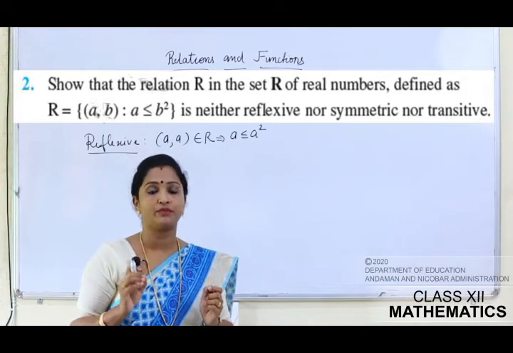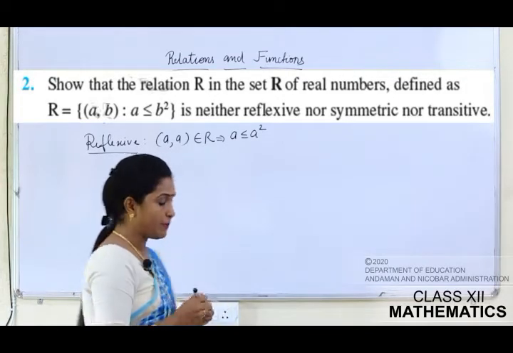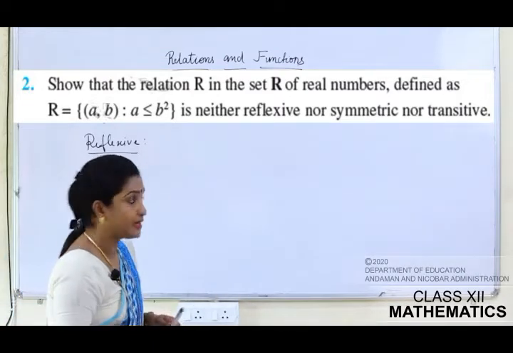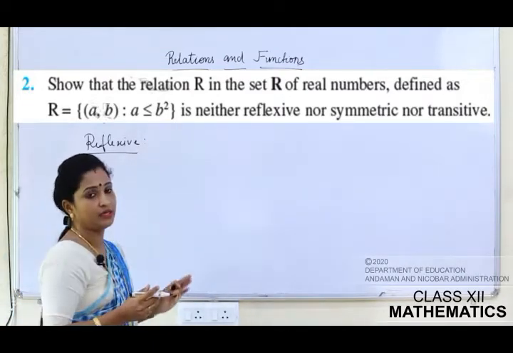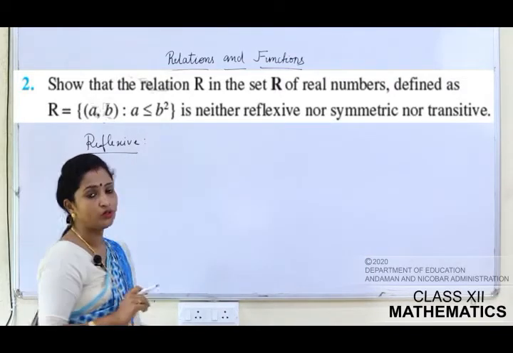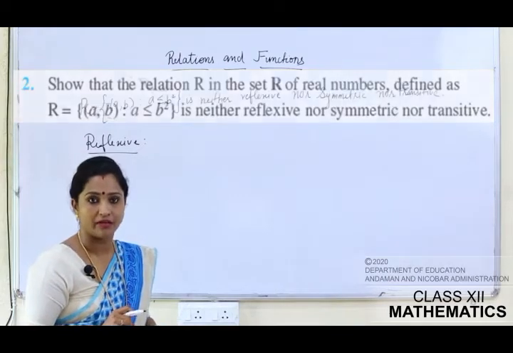वहाँ पे एक example आप देकर solve करिएगा, ठीक है? तो यहाँ पे हम example देखते हैं. What is the example I am going to take here? If you take A is equal to 1 or B is equal to 2, ये satisfy करेगा, ठीक है? क्योंकि 1 is less than equal to 2 square 4. It's a correct statement, okay?